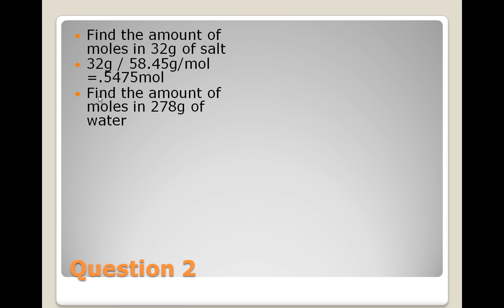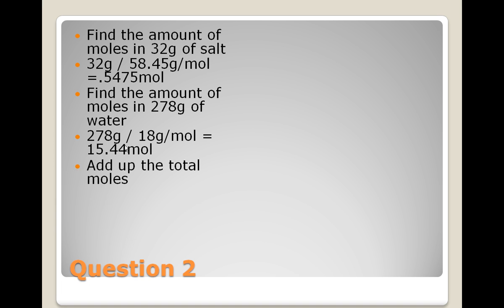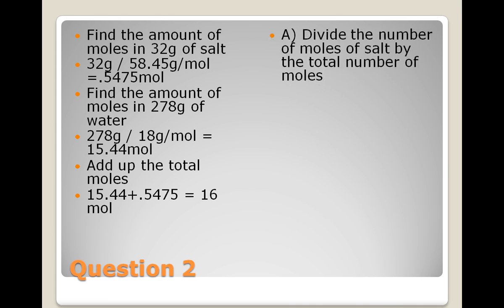Then you're going to find the amount of moles in 278 grams of water, also given. So 278 divided by 18 grams per mole is 15.44. So there you have the amount of moles of water and the amount of moles of salt. You add those together to get the total, which is approximately 16 moles.